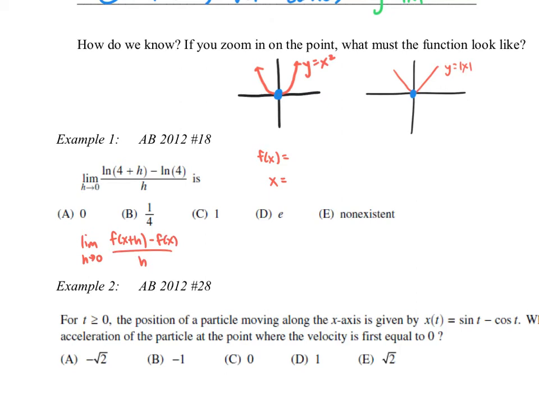It's really clear to me as I look at this that 4 is in the place of x in the general definition. So I'd say that we're evaluating this when x is 4. And not only that, but if 4 is in place of x, the function is the natural log of x. If that's the case, then we have a derivative, which is 1 over x, and we're going to evaluate the derivative at 4, which is option B, 1 over 4.